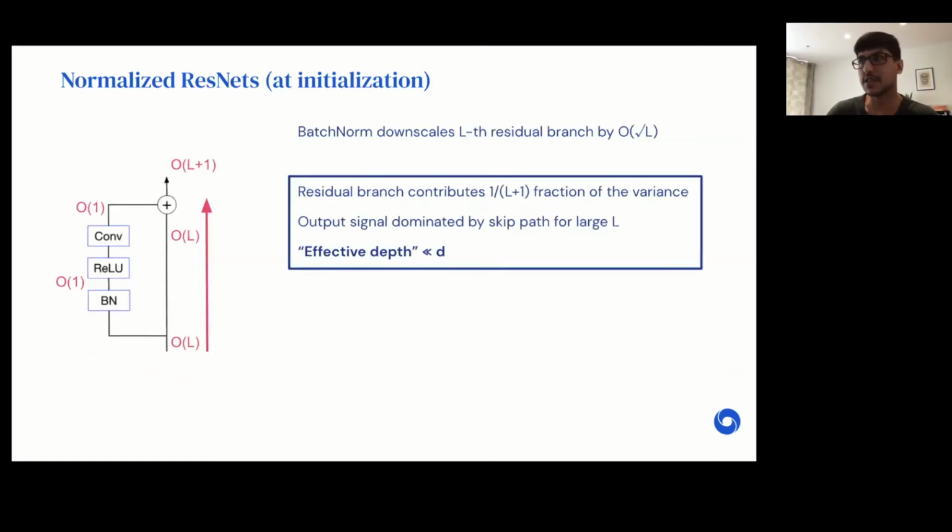This linear increase in the variance of the signal is what makes training easier on a normalized ResNet. To see this, consider the Lth residual block. The input to the Lth residual block would be a signal of scale L. And because of the batch normalization layer, the residual path would contribute a signal of variance one to the output. So the residual branch for the Lth residual block would contribute only a 1/(L+1) fraction of the variance at the output. What this means is that for large L, for deep residual blocks, the output signal is almost completely dominated by the skip path. Almost all of the signal passes through the skip path, and this means that the effective depth of this ResNet at initialization is much, much less than D, where D is the number of residual blocks in the network.